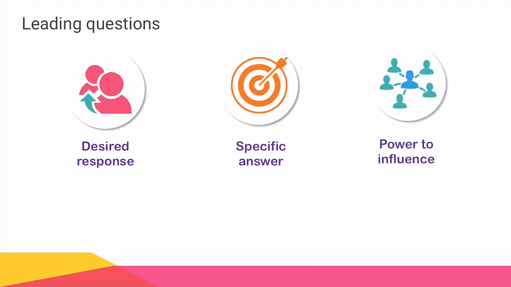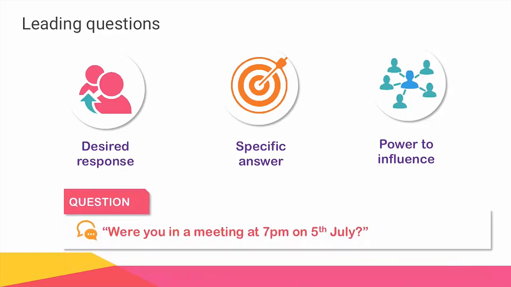Here's an example. If you say, "Were you in a meeting at 7 p.m. on 5th July?" Although this question is actually a closed question, it's also a leading question because it suggests that the person wants a response confirming that they were indeed in a meeting on the given time and date. The same question could be rephrased as, "Where were you at 7 p.m. on 5th July?" allowing the person to respond freely and elaborate on his whereabouts without being influenced.